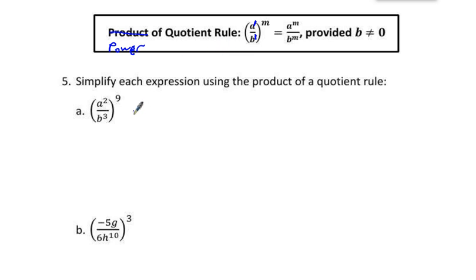So now using the quotient rule, a to the 2 times 9, or 18th power, divided by b to the 3 times 9, or 27th power, is our answer there.